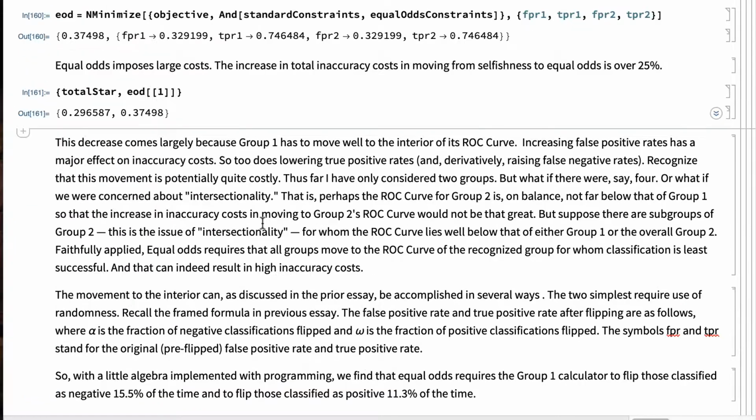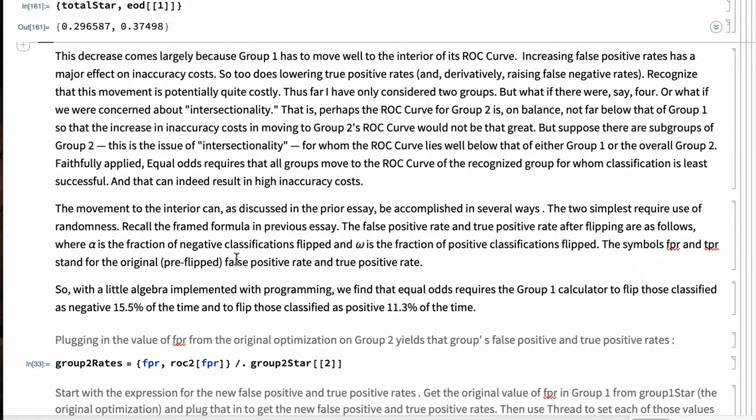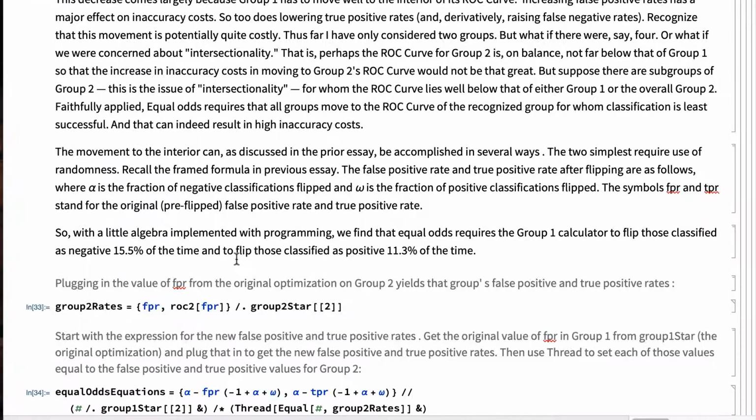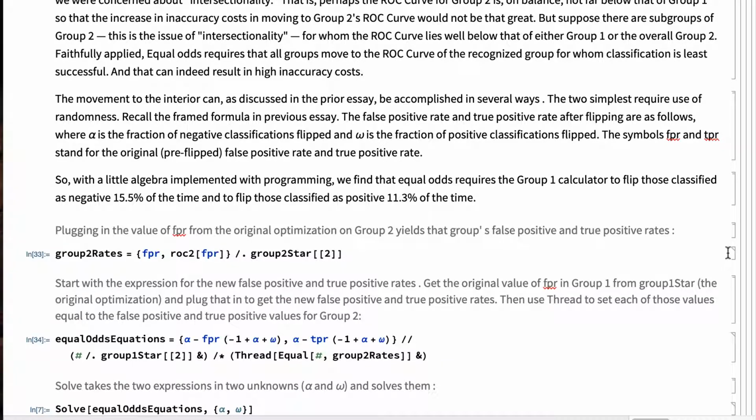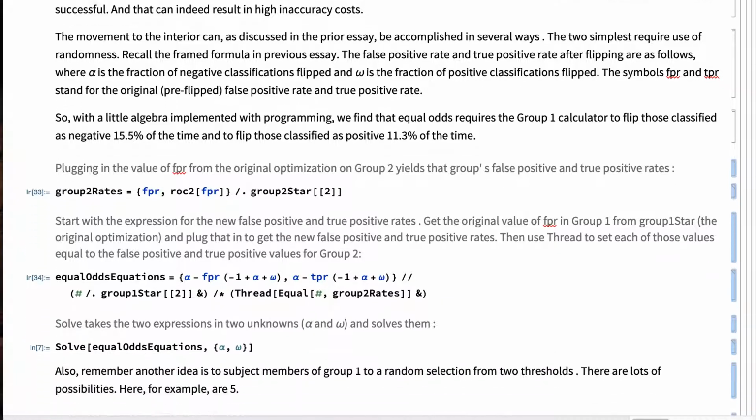How do we actually make this movement down? Well, you remember in the last lecture I talked about random flipping, and we can actually compute what that random flip is.